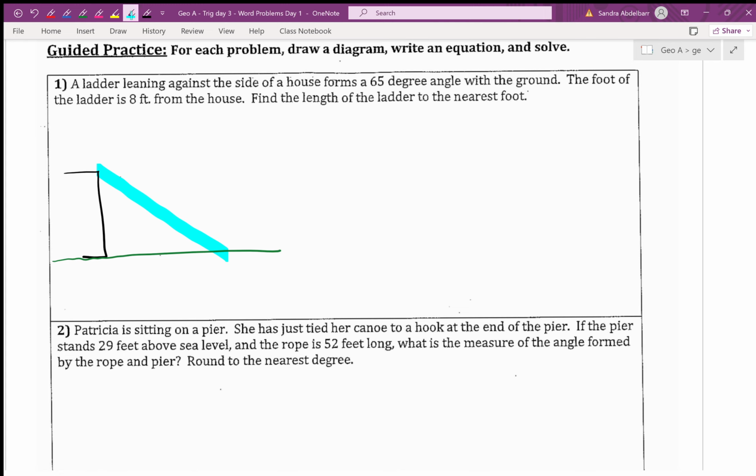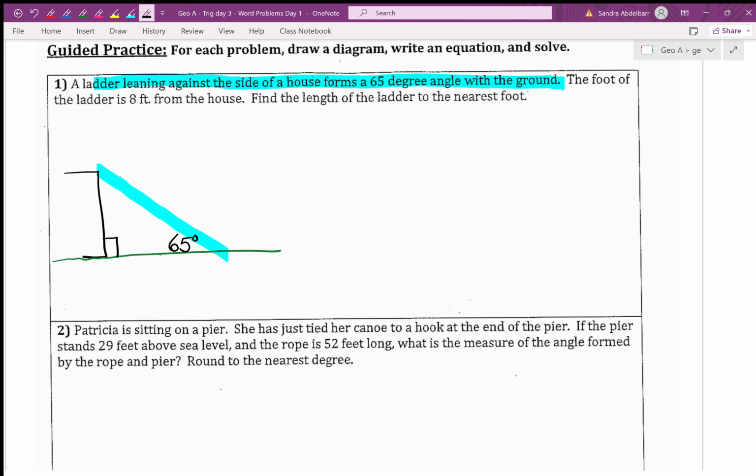All right, read it again. A ladder leaning against the side of a house forms a 65-degree angle with the ground. All right, guys, this is my ladder. Where is the ground? On the bottom. So where is my ladder making an angle with the ground? On the bottom. So when it says it creates a 65-degree angle with the ground, this is 65 degrees. Does everyone understand why I put the 65 on the bottom there? All right, what kind of angle is the house making with the ground, we hope, if it's structurally safe? A 90-degree angle, right?